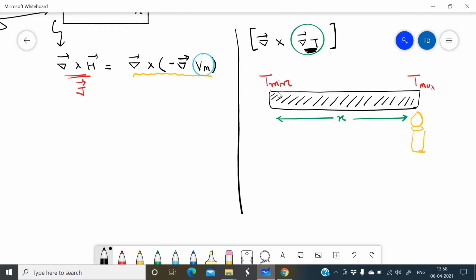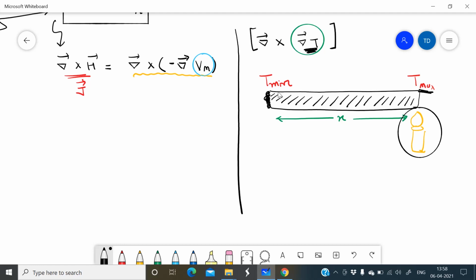So what happened? Is the temperature changed or not? I will just fix this filament from this point, and I have to rotate this filament in a circular motion. So what about the temperature? This candle is also rotated with the filament. You have to just imagine the filament is rotating. So what happened? Is the temperature changed? No. The temperature remains as it is.